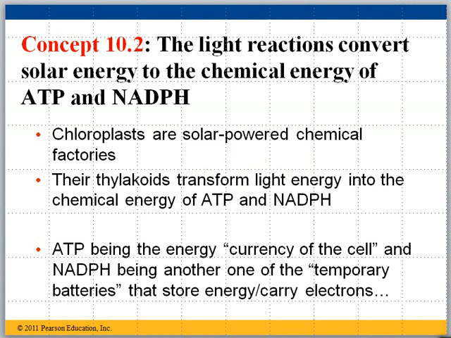Hey guys, so here we are for concept 10.2. We're going to get into the details of the two basic parts of photosynthesis. If there's anything good, as far as good news here, at least we can say that photosynthesis really only has two major portions to it, as opposed to respiration, which had three major portions.